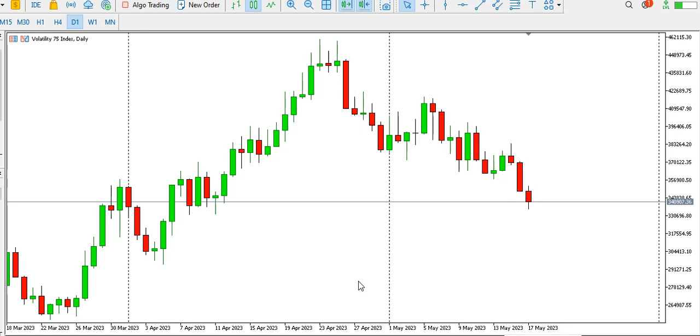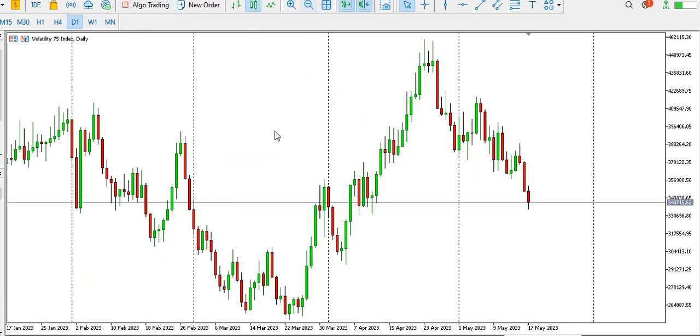Today we'll be looking at how we can scalp volatility 75 index and step index on the lower time frames. But before we go to the lower time frames, we are going to look at what has happened on the higher time frames. Okay, I have volatility 75 index on the daily time frame. Price initially rose up. We had this bullish structure, but for now we are seeing a bearish structure in progress, so price is going down.